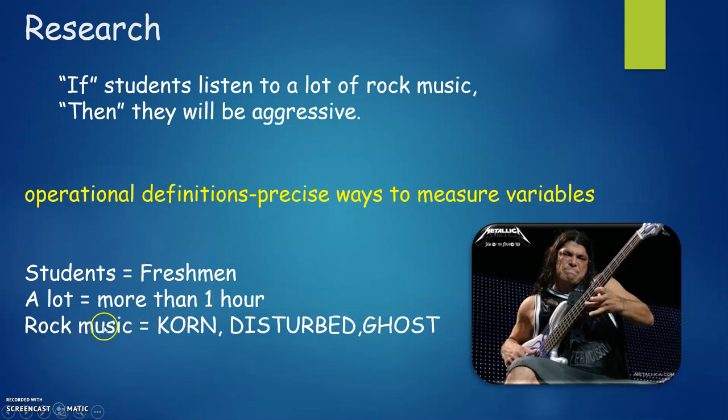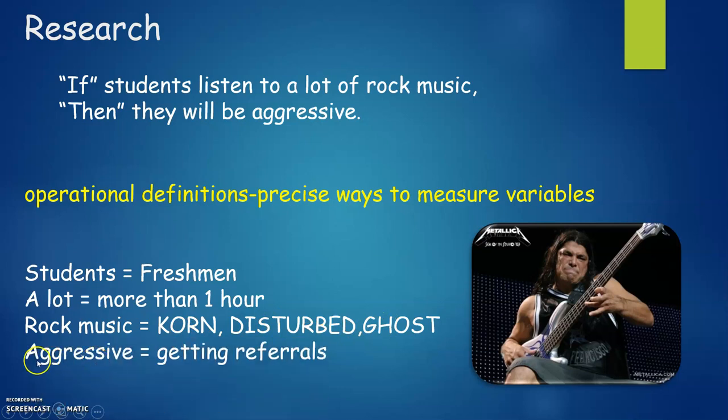What do you mean by rock music? There's a lot of rock music. Are you talking about old rock music like AC/DC and Iron Maiden? Or are you talking about more modern rock music? So for the sake of this, we're going to say more modern rock music. And we'll even list some, like say Korn and Disturbed and Ghost.